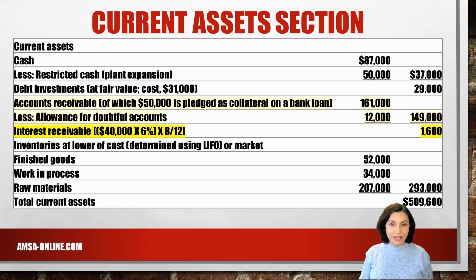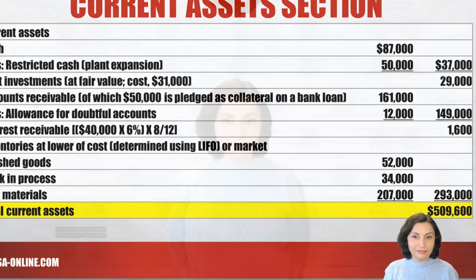$149,000. Interest receivable is $1,600. We already discussed how to calculate it. All inventory is recorded at cost. The total is $293,000. Total current assets are $509,600.